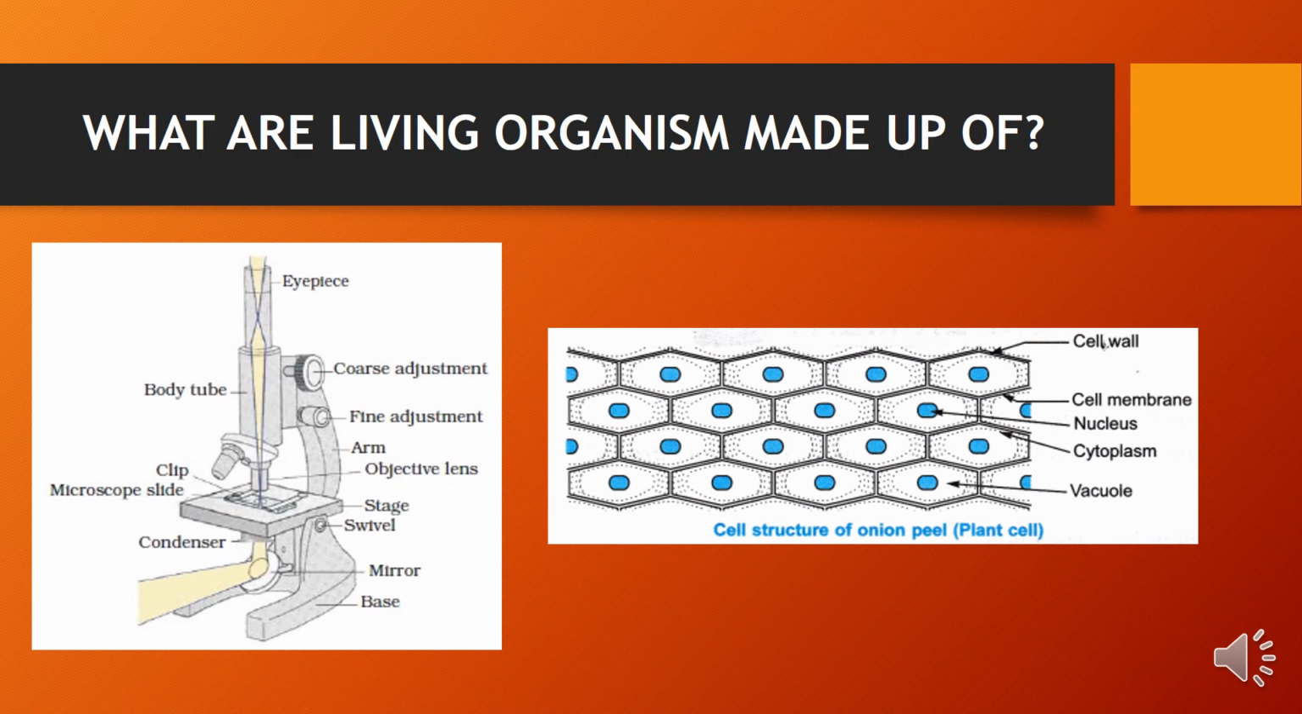Now what are living organisms made up of? For this, we are taking the example of an onion bulb and we will discuss one activity. If you take an onion bulb and take the upper epidermis of it, in simple language the transparent layer of the onion, and observe it under a microscope, you can see this type of structure. You can see in the diagram, the first one is a microscope and the second one is the cell structure of an onion peel, and you can see the cells of the onion.